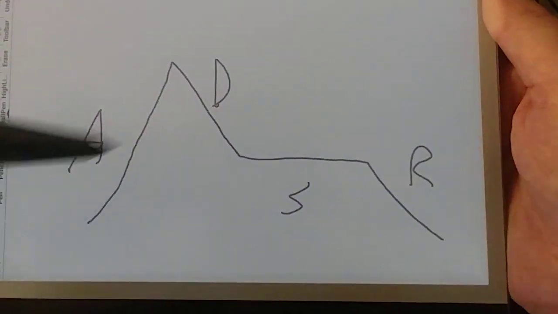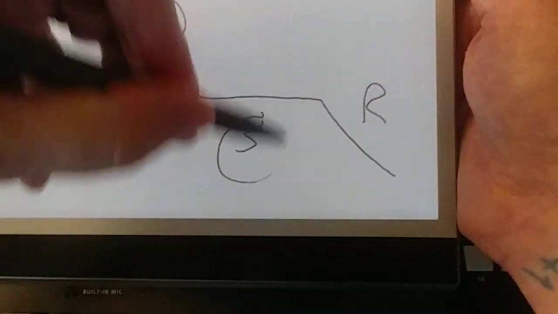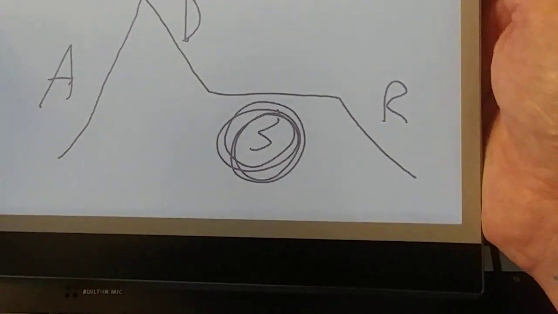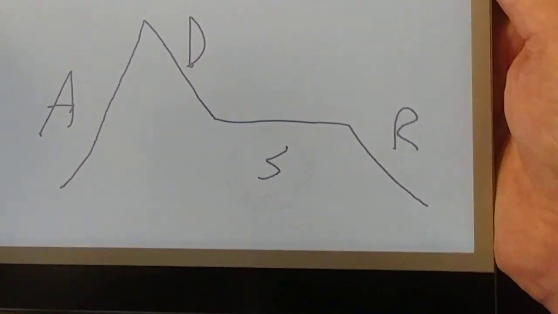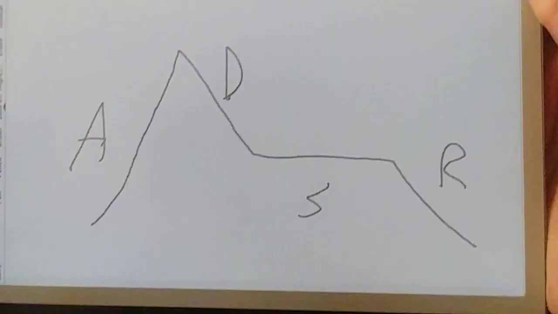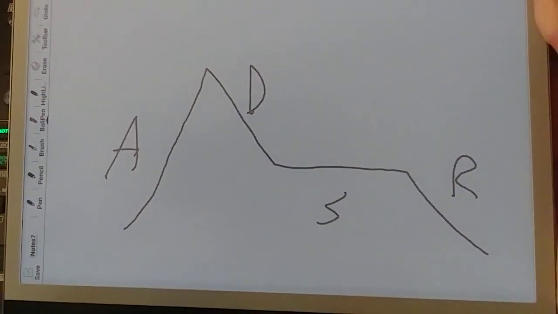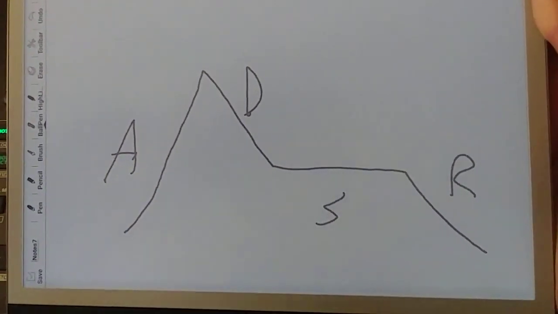Each of these values is a value of time, except for the S. This S portion is not time, that's a level, and we're going to talk about that right now. So what these things are, it's an acronym. ADSR is attack, decay, sustain, and release. So let's talk about how that works right now.